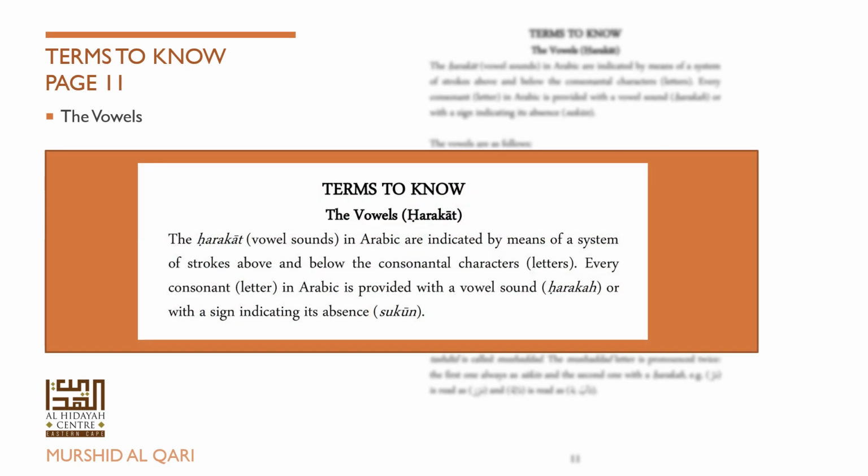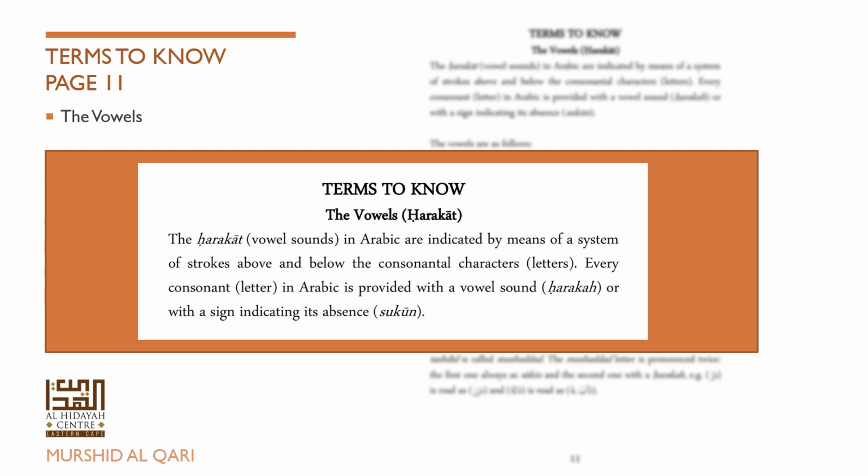Some terms to know. Before going into the kitab, they will be using some Arabic terms, like the author. He said that he's not going to translate everything into English. So some of the terms which we need to keep in mind when going into the book. The vowels, the harakat. The harakat, the vowel sounds in Arabic are indicated by means of a system of strokes above and below the consonantal characters, the letters.